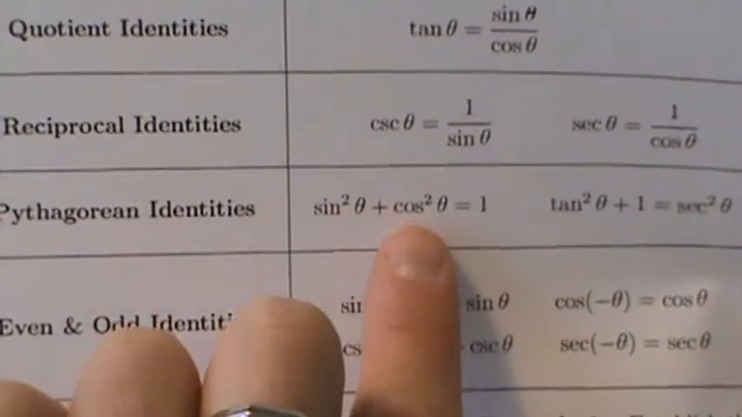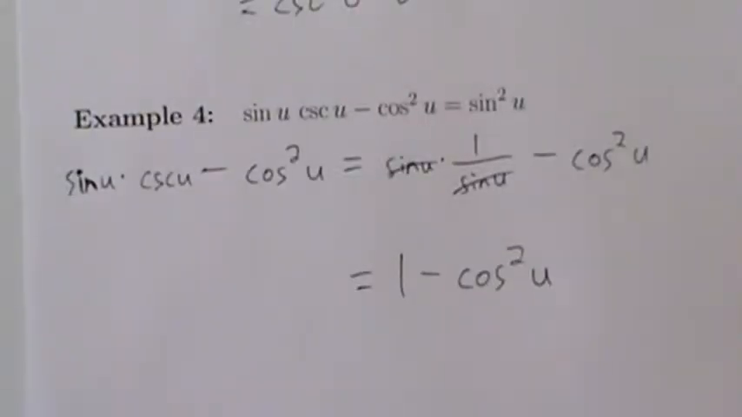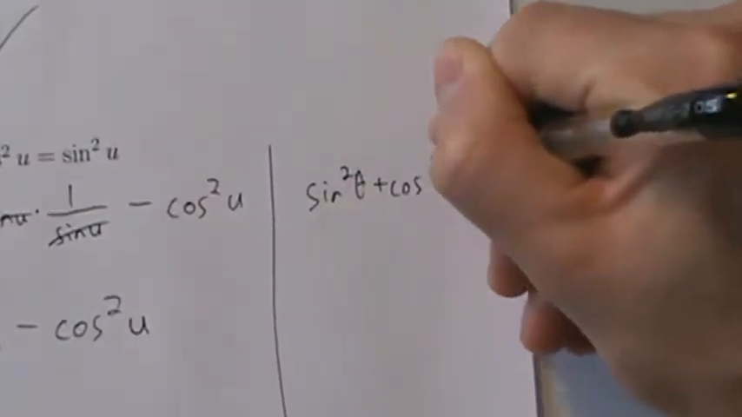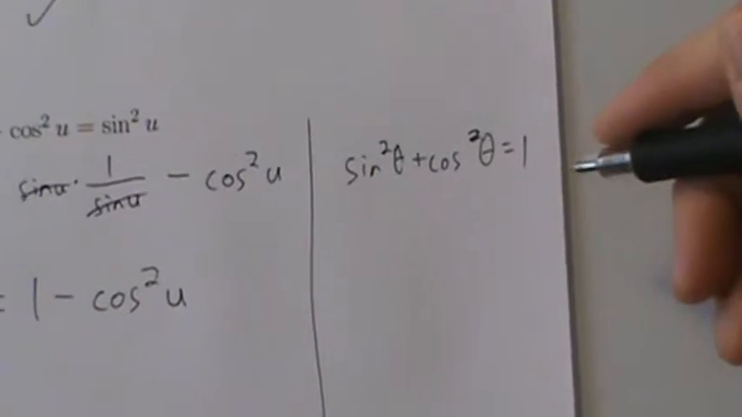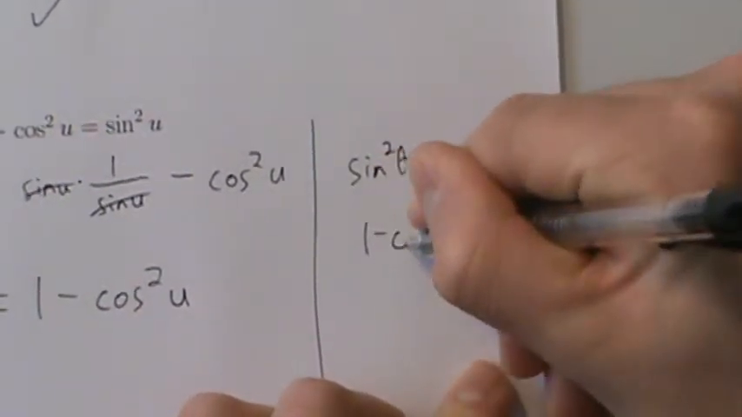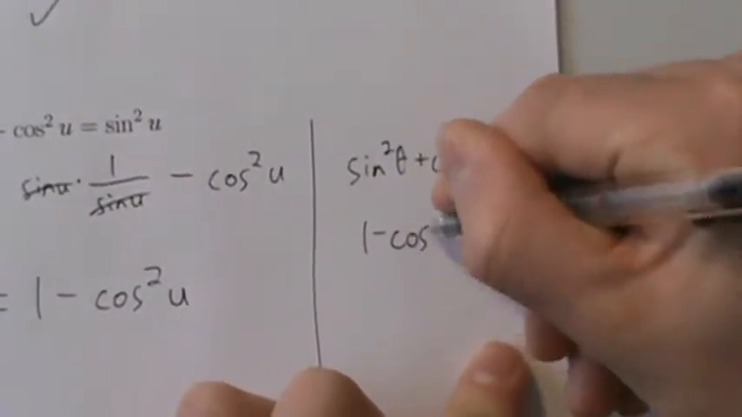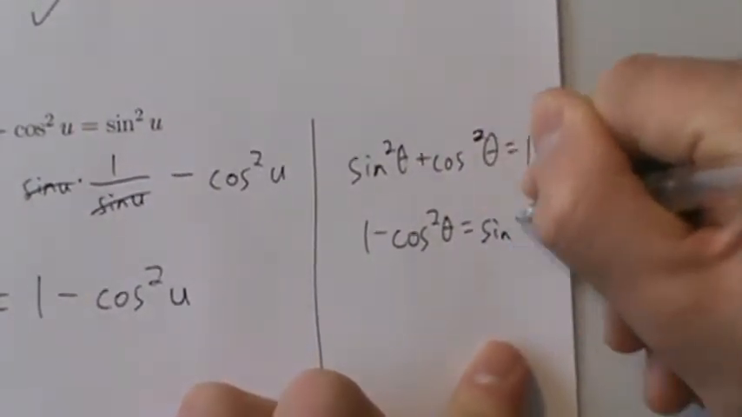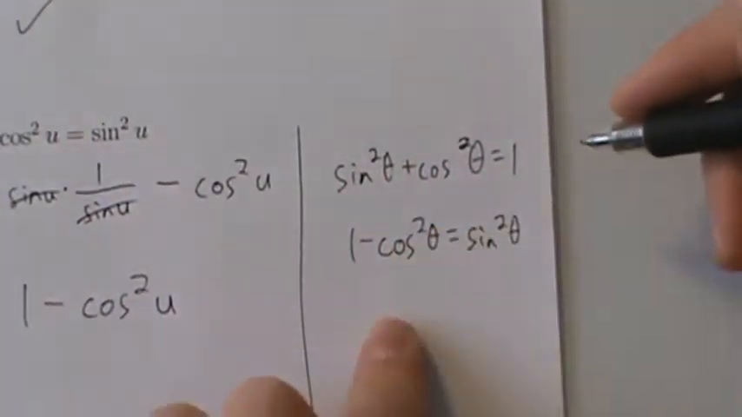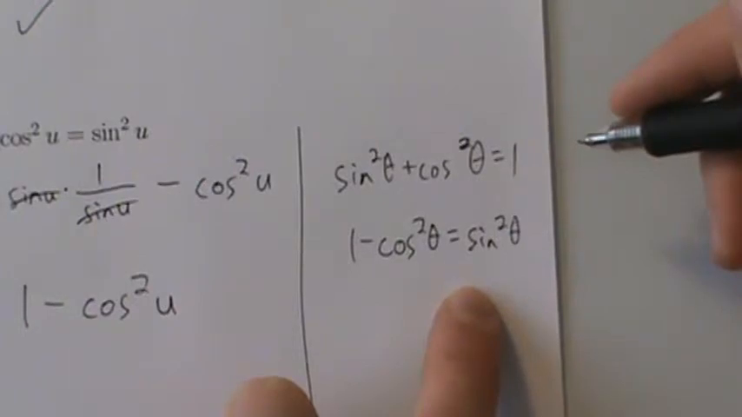How does that help us? Let's go back and look at this Pythagorean identity. Sine squared plus cosine squared of theta is 1. Let's come off to the side here. We can actually rewrite this: if we subtract cosine squared from both sides, sine squared of theta plus cosine squared of theta is 1 is the exact same thing as saying 1 minus cosine squared of theta is sine squared of theta.